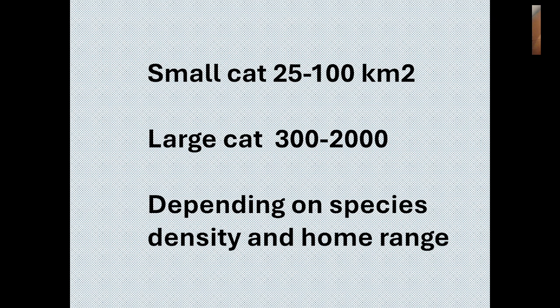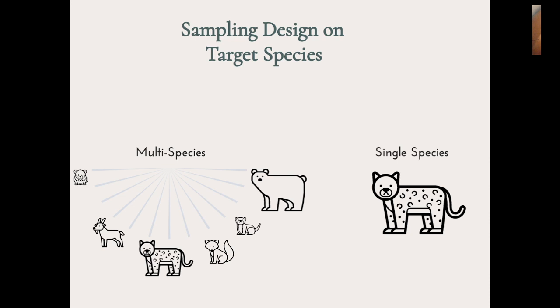So it depends on the species, density, and home range. For the Pallas cat, based on my experience, 25 to 100 kilometers are more than enough. But let's say 25 to 50 is already very good. So also, are we looking for a single species?